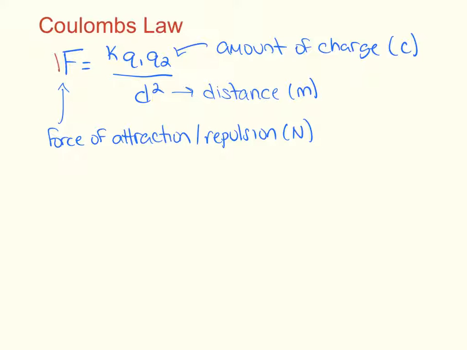And k is your proportionality constant. It's always the same, and it's 9 times 10 to the 9th with the unit of newton meters squared per coulombs squared.